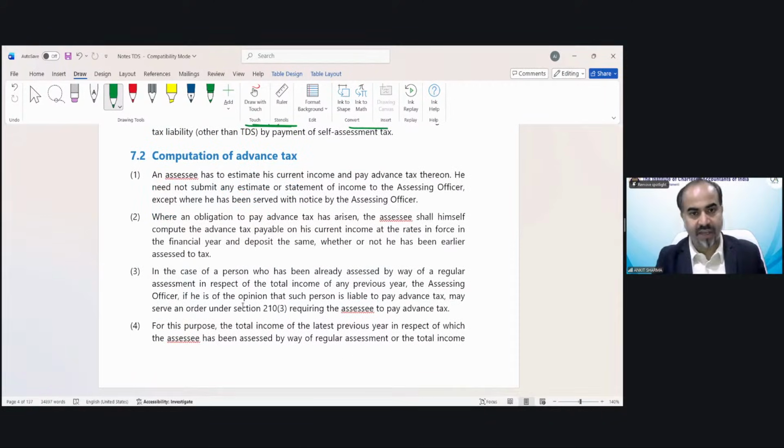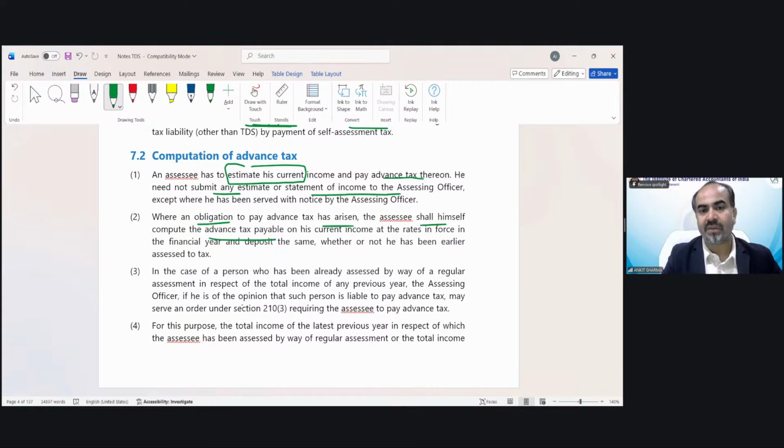Computation of advance tax. Everything is based on your estimates, and the assessee has to pay advance tax thereon. He need not submit any estimate or statement to the income tax officer. When an obligation to pay advance tax has arisen, the assessee shall himself compute the advance tax payable on his current income at the rates in force.